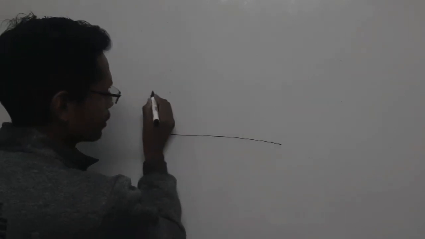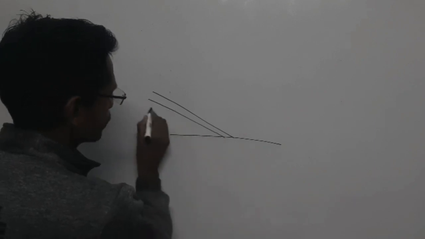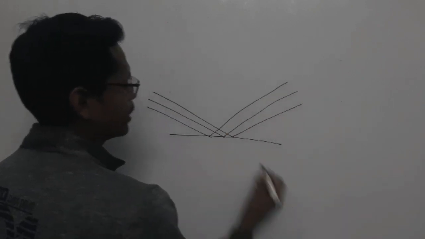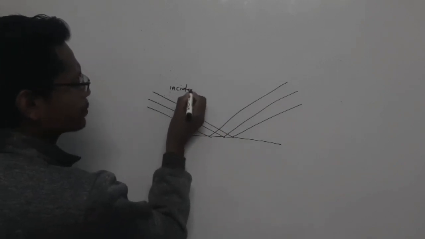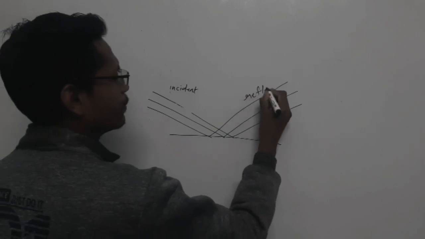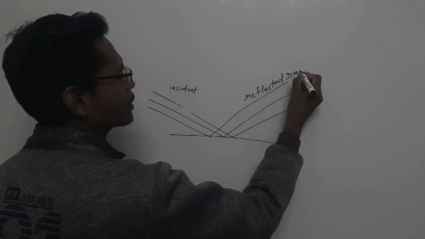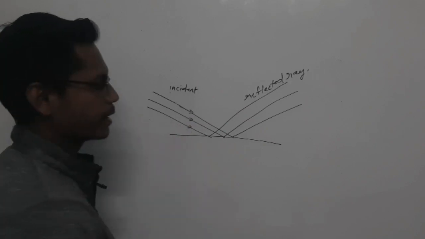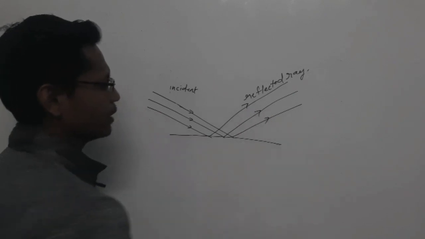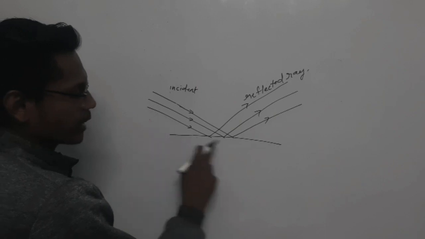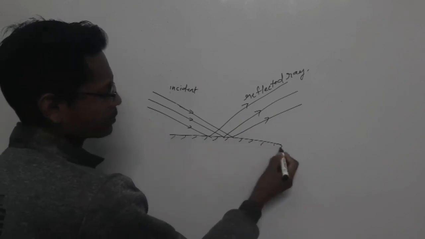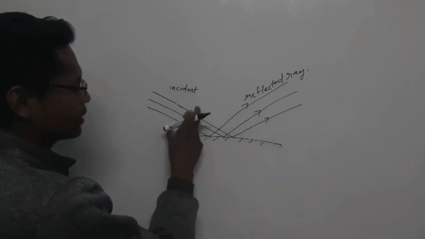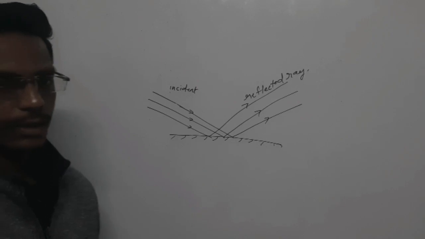So the bouncing back of light rays after striking an object. Suppose this is a surface, the light rays strike the surface, then they bounce back to the same medium. So this is the incident ray and these are reflected rays. Always try to mark the arrows for the light rays. These are the reflected rays. You can see these are the light rays striking the surface, then moving in this direction. So these are reflected rays and this is the incident ray. Hope this is clear up to this.